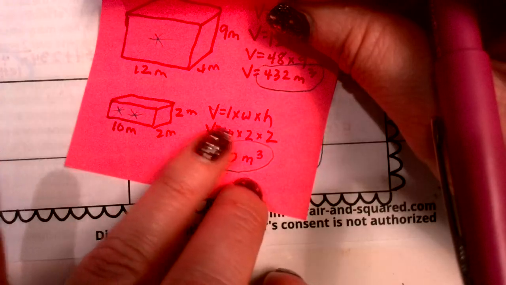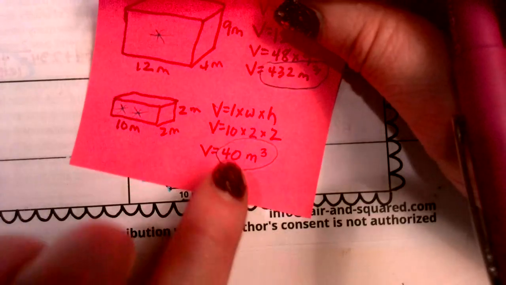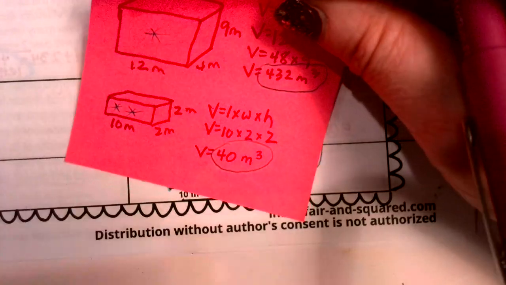Volume equals length times width times height. Volume equals 10 times 2 times 2. Volume equals 40. Now I'm going to be specific. Those are meters, and of course, they're cubed.